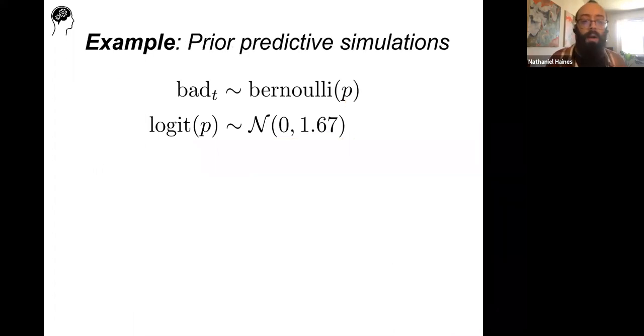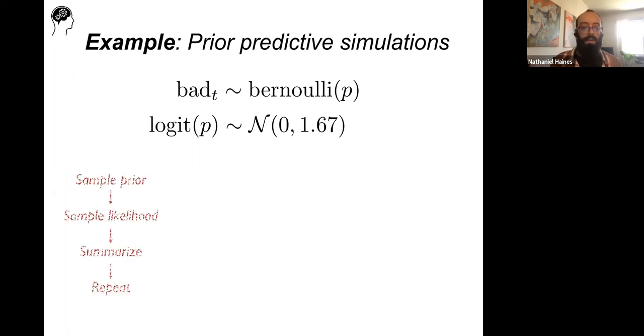Okay, and because that's a little abstract, we've talked about what the prior might look like on the parameter p, but what does that actually look like in terms of the data that we might observe in the actual experiment? This is where the concept of a prior predictive check or simulation comes into play.